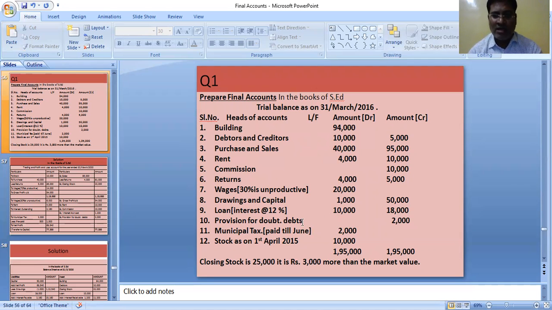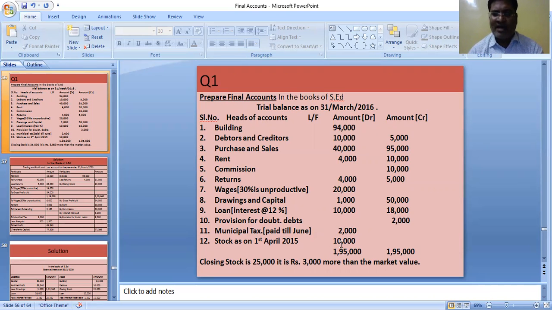That 1,200 will be an asset, 12% of 10,000. Provision for doubtful debts is 2,000, the opening balance given in the sum. Municipal tax paid till June is 2,000. That means your year ending is March, but you have paid till June. This is also for 1 year. So you have paid for 3 months extra, that means April, May and June you have paid. So 2,000 divided by 12 multiplied by 3, you will be getting the extra money which you have paid. That is prepaid municipal tax.